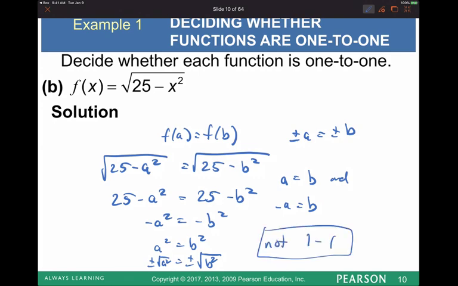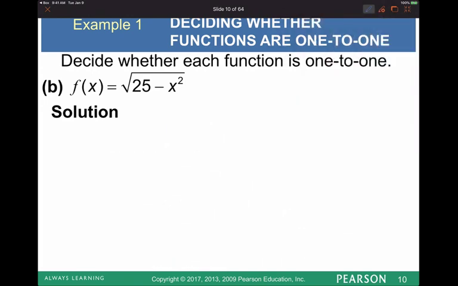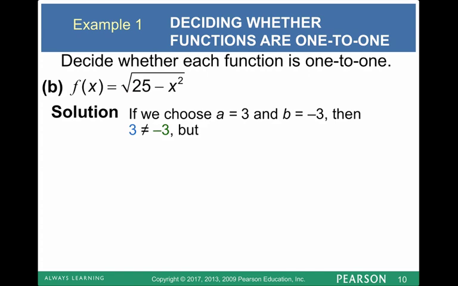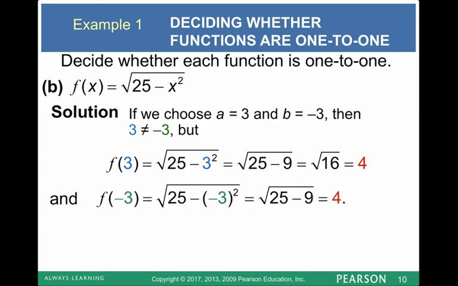All right. So let me clear this out. And let's look at it. So notice if we let x be 3 and if b is negative 3, they both equal positive 4, right? So, you know, we have two different x values going to the same y. It essentially fails a horizontal line test, so it's not one-to-one.